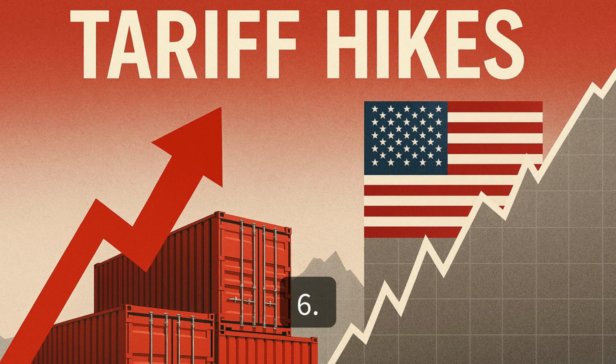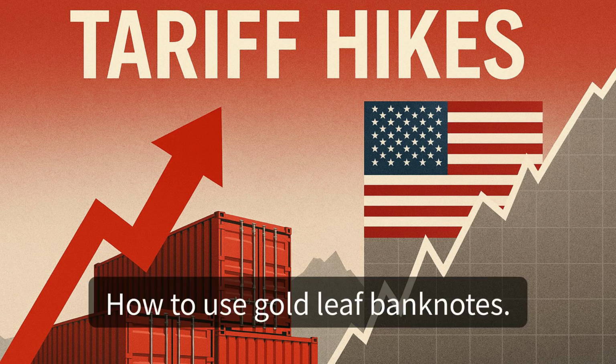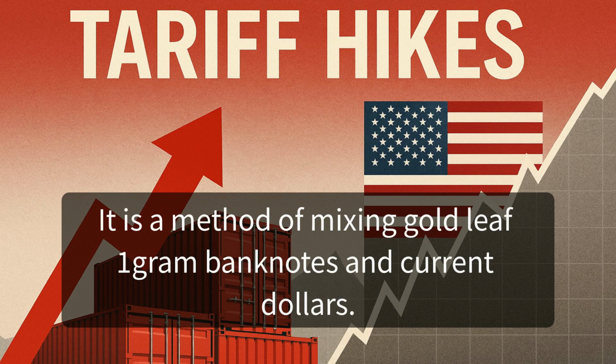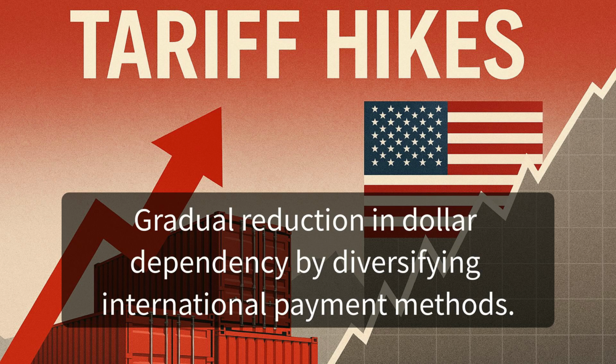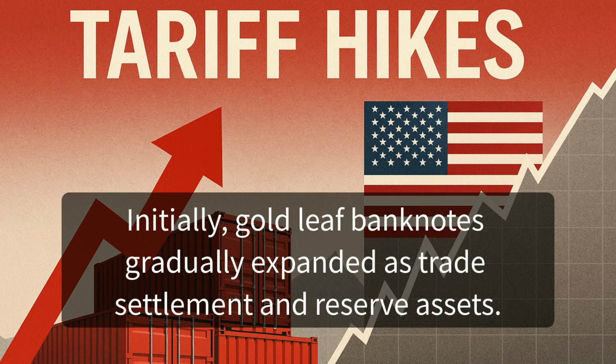6. How to use gold leaf banknotes. It is a method of mixing gold leaf 1 gram banknotes and current dollars. Parallel use of gold leaf banknotes in existing dollar-centered international transactions, with gradual reduction in dollar dependency by diversifying international payment methods. Initially, gold leaf banknotes gradually expanded as trade settlement and reserve assets.